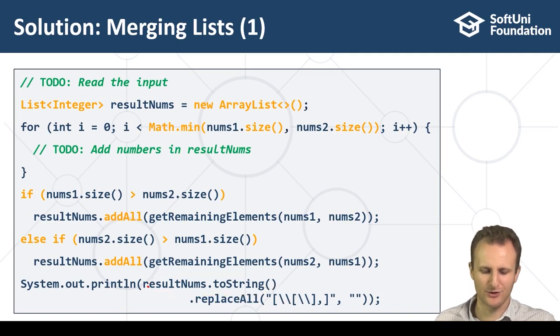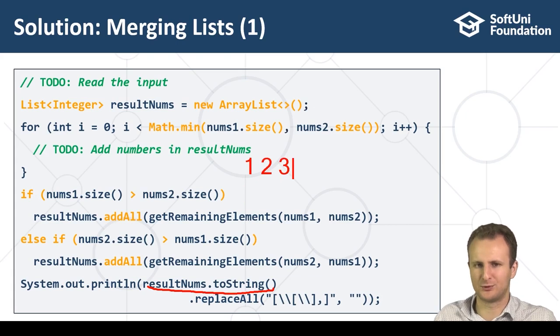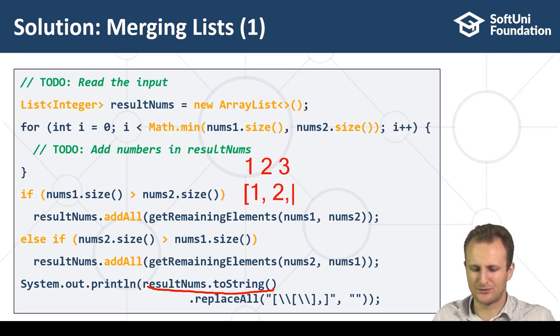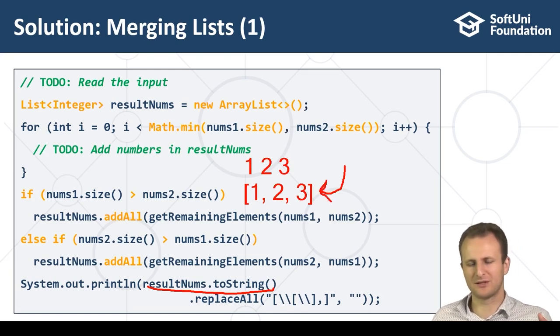So array.toString in Java would generate, if you have the array 1, 2, 3, it would generate something of the type 1, 2, 3, or something like that. We need to test it actually to see what exactly it generates, but toString of an array generates something similar to this string over here.